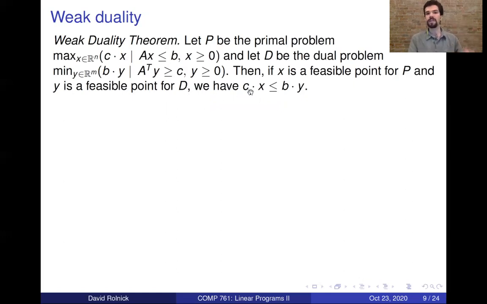Then we have c dot x, the objective here, is less than or equal to b dot y. So anything that you're trying to maximize here, you're trying to minimize there. Anything for the primal is less than or equal to anything for the dual. It's sort of like the dual is coming down and trying to get as low as possible. The primal is coming up and trying to get as high as possible. You might wonder how close these two are. But this is the theorem that all of the things for the dual are above all of the things for the primal. OK. How can we prove this? Any thoughts?